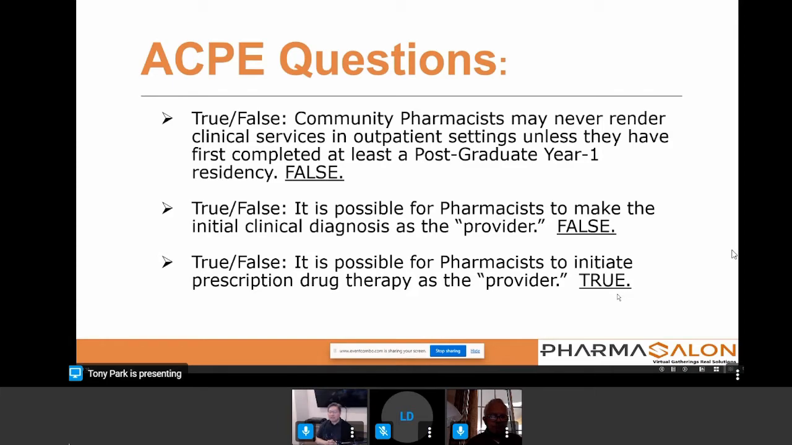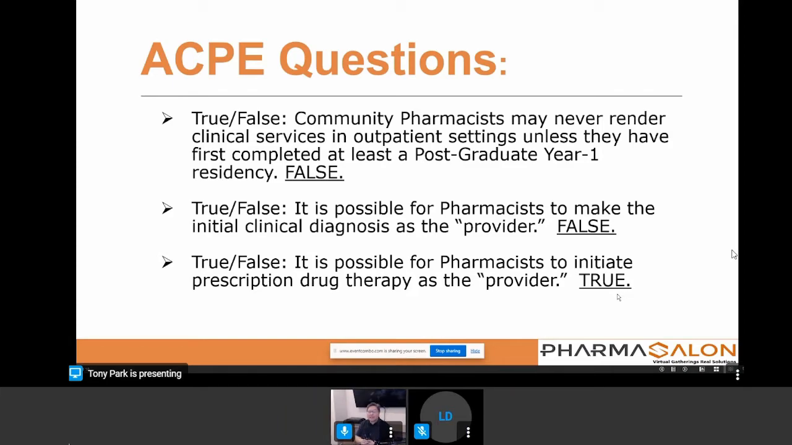Two, true, false. It's possible for pharmacists to make an initial clinical diagnosis as a provider. False. There is no authority allowed by law. I'm not aware of any state that has this allowance. California certainly does not, but pharmacists may not engage in the initial clinical diagnosis.